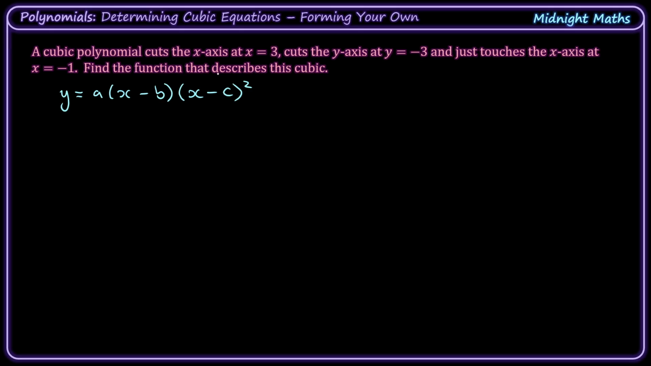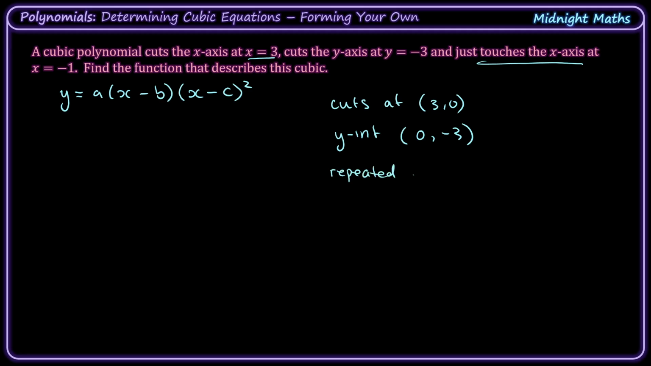All right, let's start by summarizing the information. So it cuts the x-axis at x equals 3. So it cuts at, and I can write the coordinate 3, 0. It cuts the y-axis, so the y-intercept is at 0, minus 3. Just touches at x equals minus 1. So this is a repeated root. Repeated root at minus 1, 0. That's all the information that we're given.